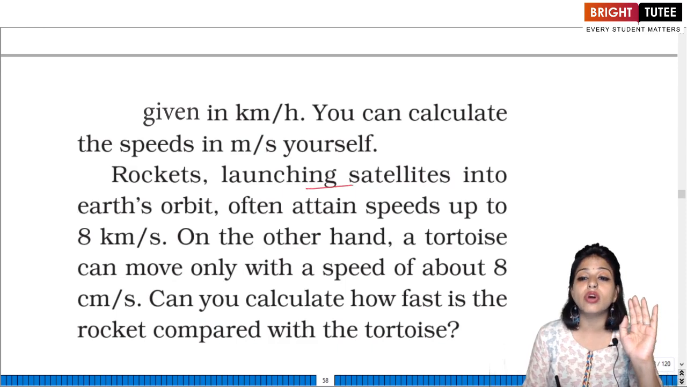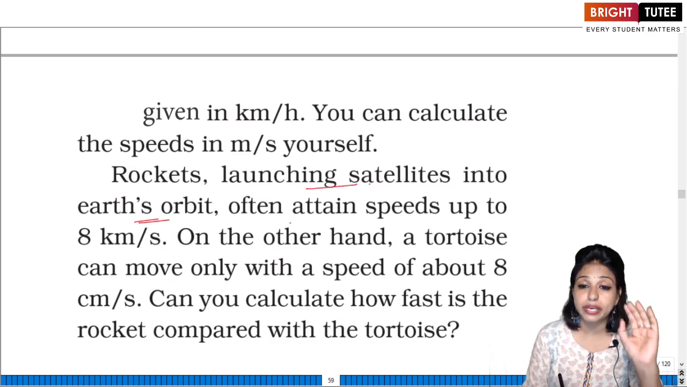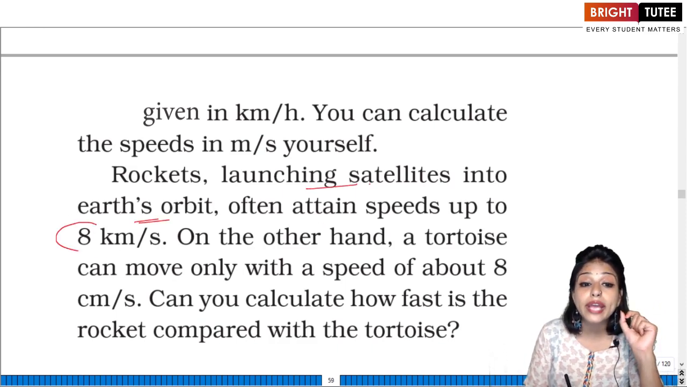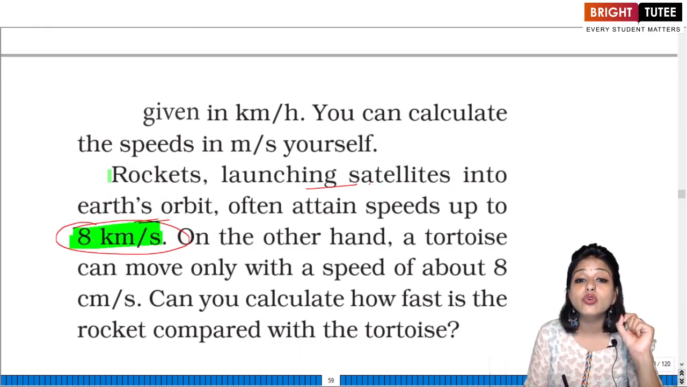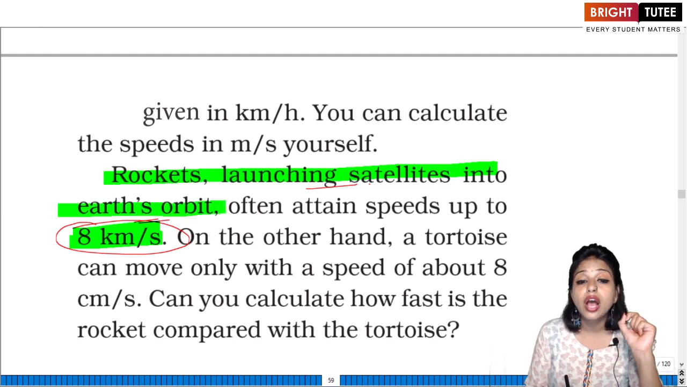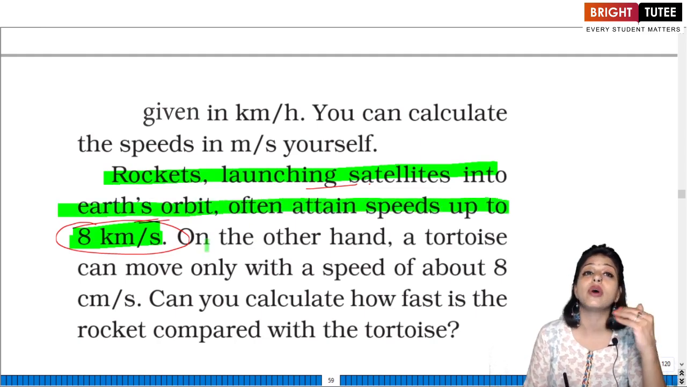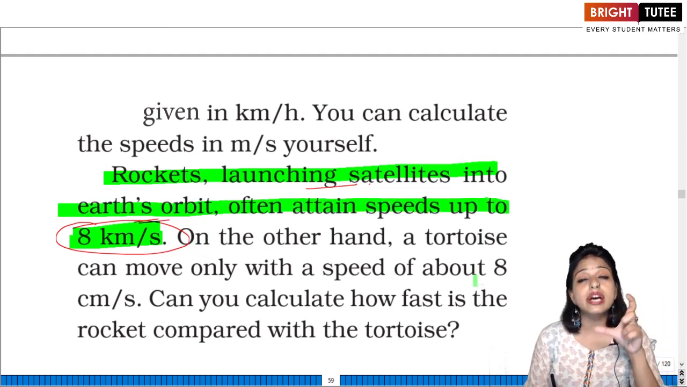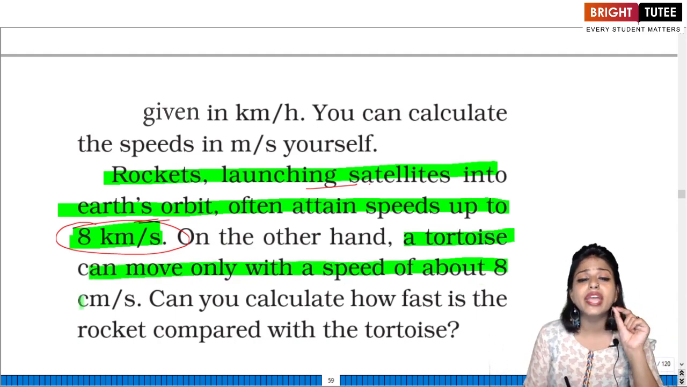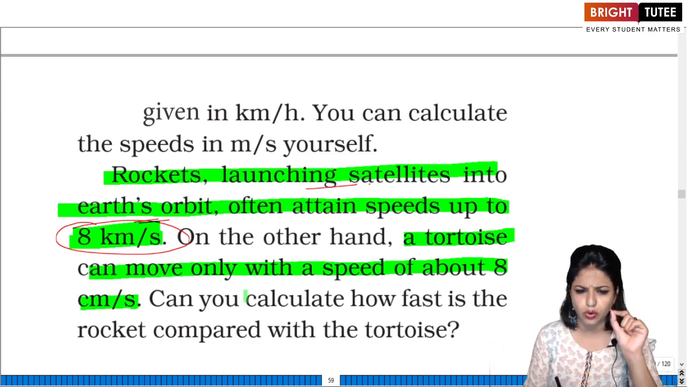Now when we launch a rocket, the launching of a satellite into Earth orbit attains speeds of around 8 km per second, which is huge, very, very huge, because a rocket has to take everything away from the Earth's gravity. On the other hand, if we talk about a tortoise or a turtle, they move only at a speed of 8 centimeter per second, very slow, right?